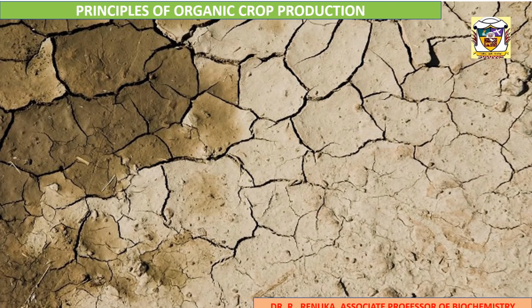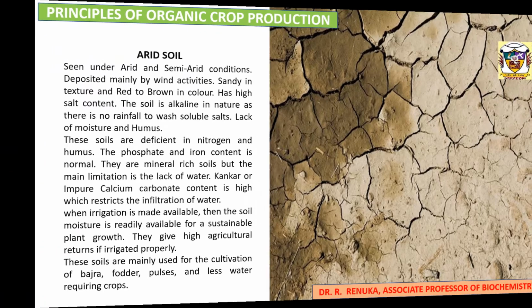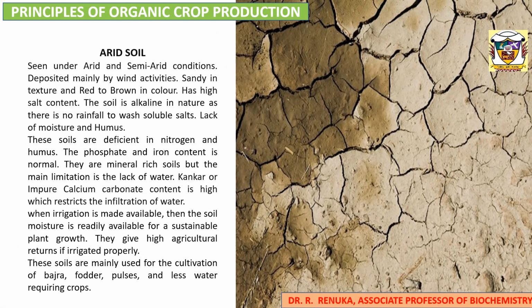Next comes arid soil. It's otherwise called as Manavari Man. This type of soil is seen under arid and semi-arid conditions. The soils are deposited mainly by wind activities. Sandy in nature and the color is red to brown. It has high salt content.